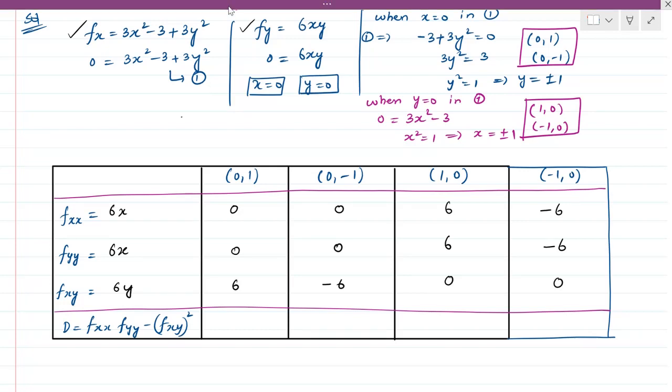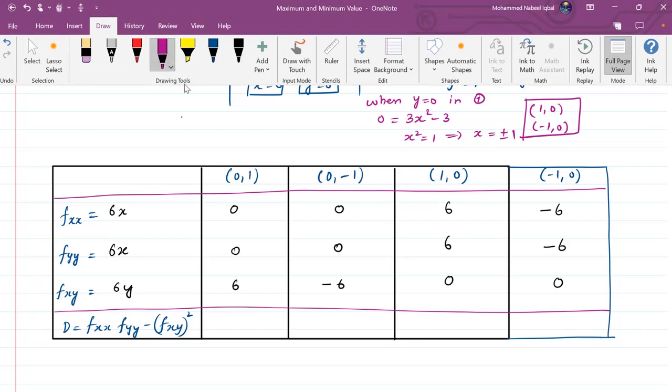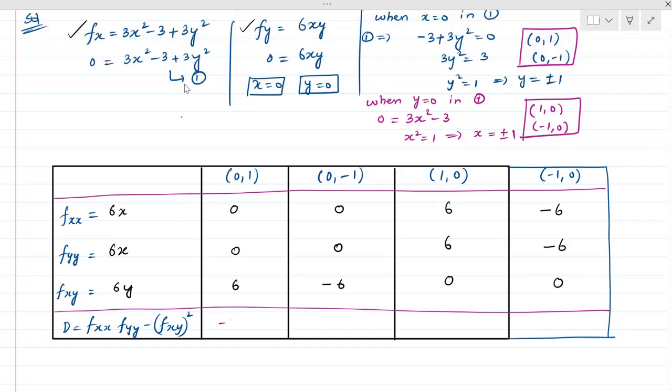Now multiply this part. What is the multiplication? Multiply these two, 0 times 6 minus 6 squared, therefore it is minus 36. Multiply this one, 0 times minus 6 minus 6 squared, so it becomes minus 36. Next, multiply: 36 minus 0, which is equal to 36. And for this one, 36 minus 0, which is equal to 36.